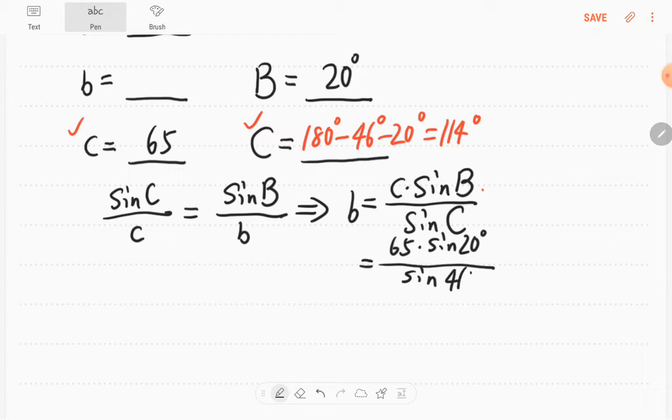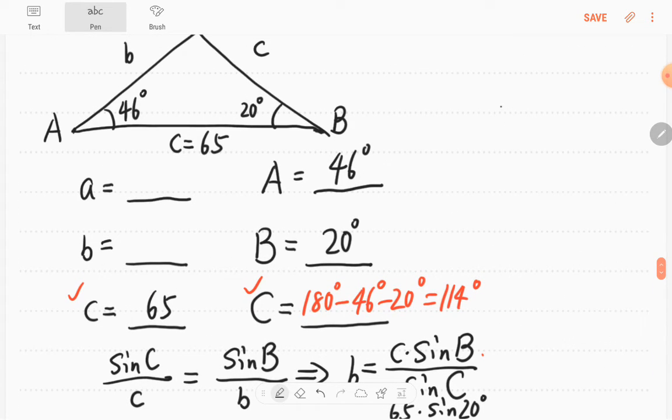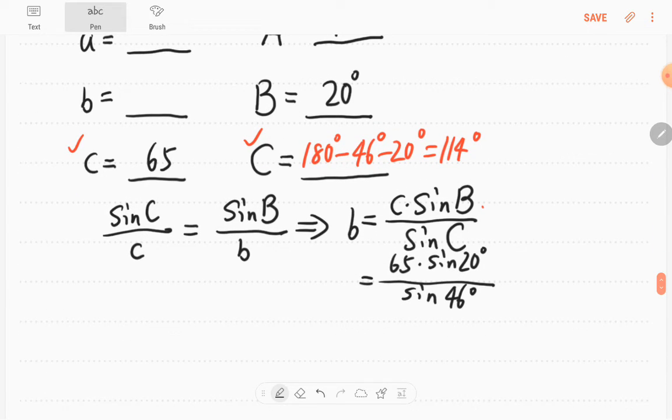46 degrees. So one thing you should be careful about: when you use your calculator to calculate the sine values, make sure you choose the correct mode. There are two modes. One is called the degree mode, the other one is called the radian mode. So here, in this problem, the angle is given in degrees, the unit degree. So we need to use the degree mode. And if the angle is given in radians, then you need to use the radian mode, okay?